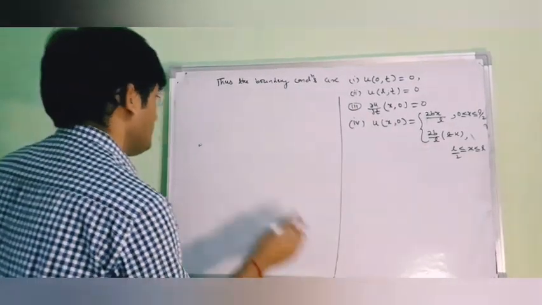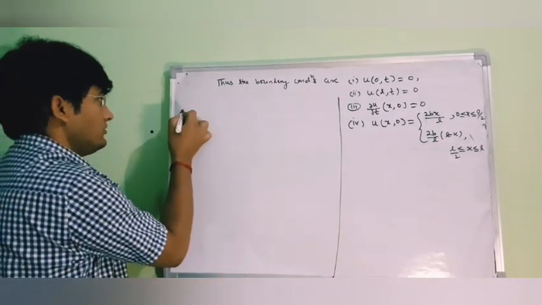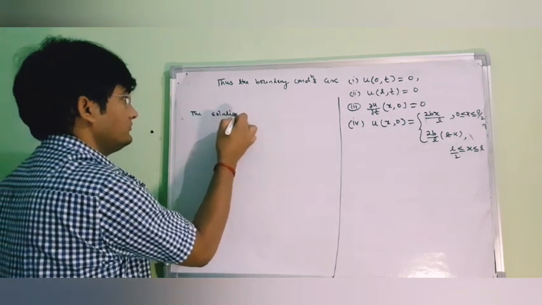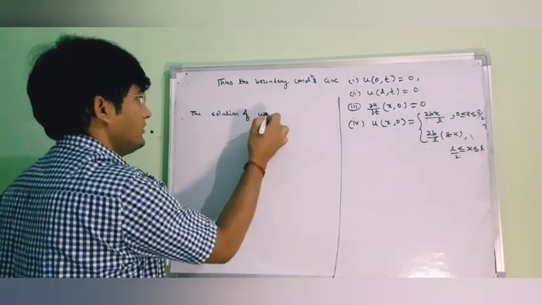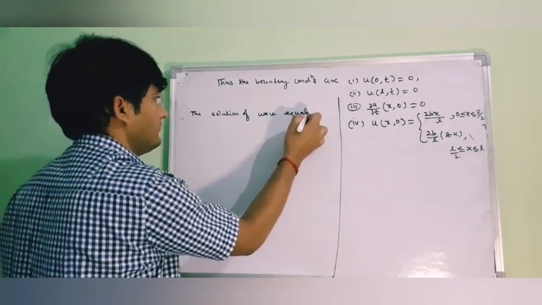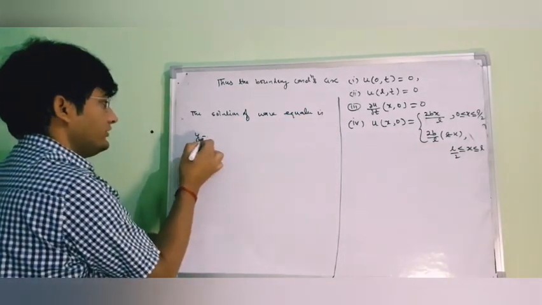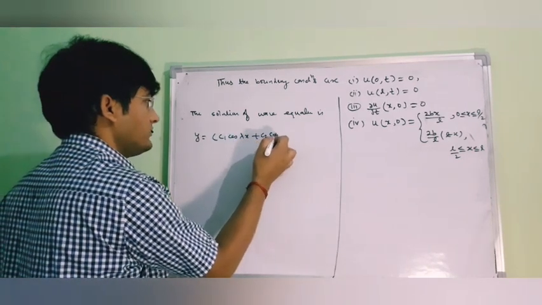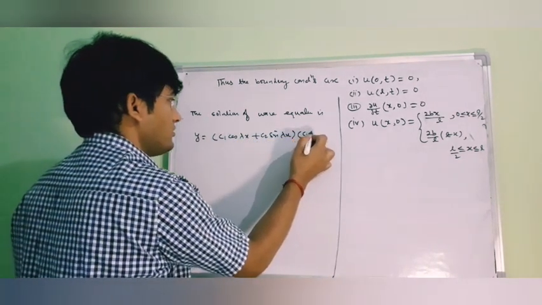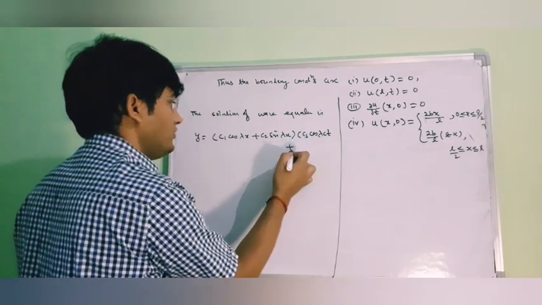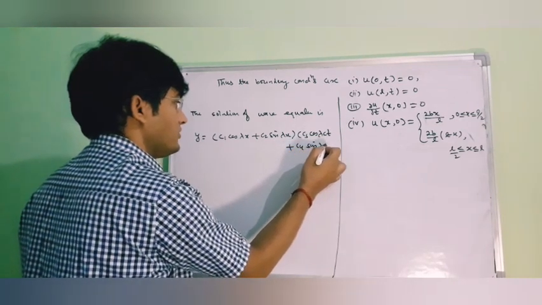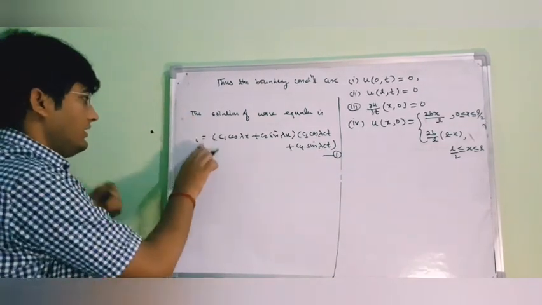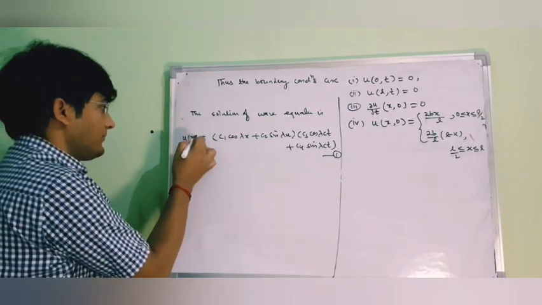So the solution of the wave equation: the general solution of the wave equation was C1 cos lambda x plus C2 sin lambda x, then C3 cos lambda ct plus C4 sin lambda ct. This was the solution of the wave equation. So this is equation number 1, and on the left hand side we have u(x, t).